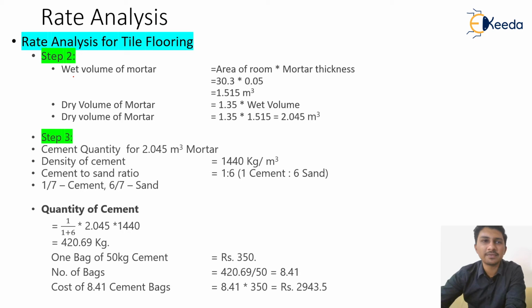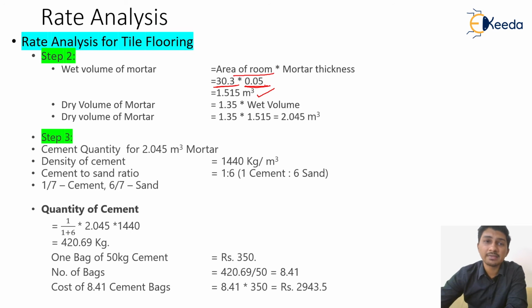So we know the wet volume of the cement mortar is equal to the total area of the room that we have, only the room now. We don't need to go for the skirting. Multiplied by the mortar thickness that has been given as 50 mm, which we are going to put over here. So now the wet volume comes to be 1.515 meter cube.